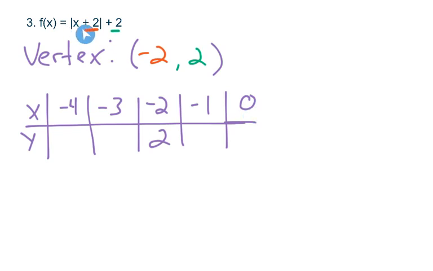So we'll start with 0. 0 plus 2 is 2. The absolute value of 2 is still 2, and then 2 plus 2 is 4. Do the same thing with negative 1. Negative 1 plus 2 is 1. The absolute value of 1 is 1, and then 1 plus 2 gives me 3. Do the same thing with the other ones. Negative 3 plus 2 is negative 1. The absolute value of that is 1, and then 1 plus 2 is 3. And if you do negative 4, what you're going to get is 4. So you can see that nice symmetry or pattern in your table.